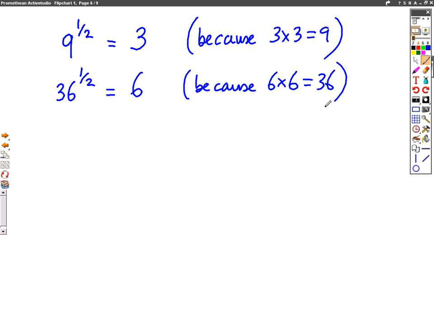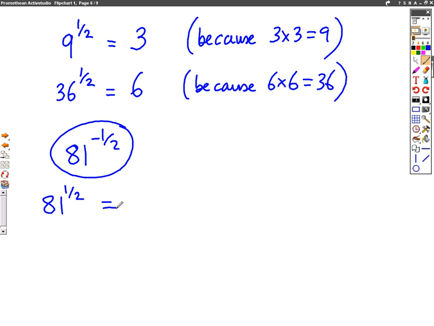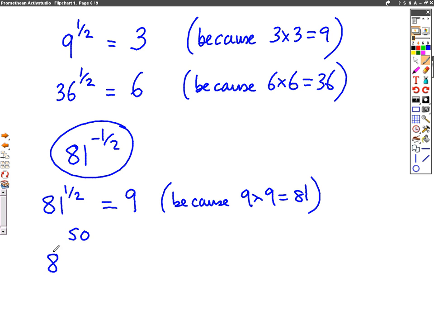So again, we can do it with minuses as well. So say we had something like 81 to the power of minus a half, and we wanted to know the answer to that. Well, if we do 81 to the power of half first, without the minus, the answer to that is 9, because 9 times 9 equals 81. So 81 to the power of minus half will be 1 over 9, because the minus means 1 over. So there's another example of a minus 1 done.